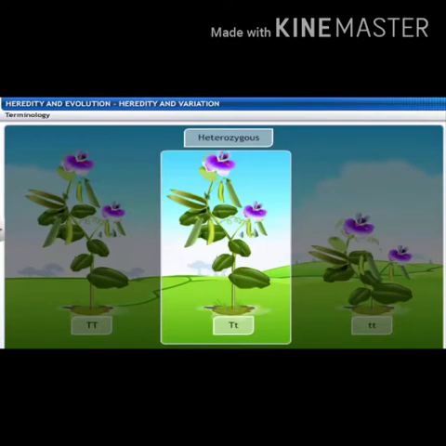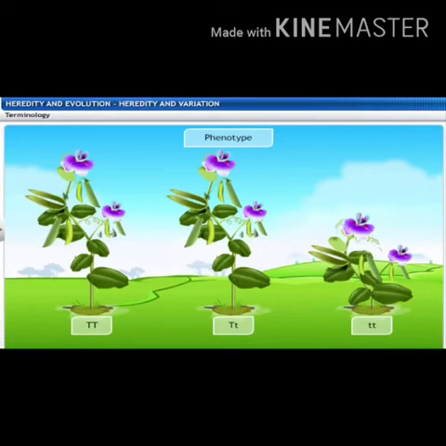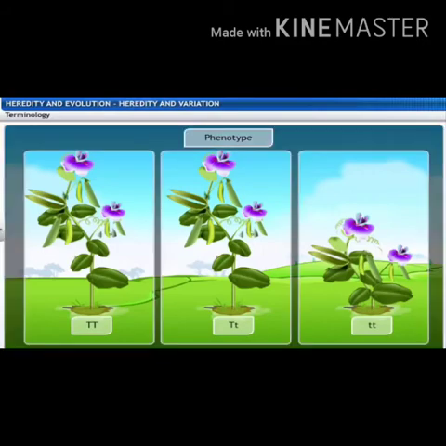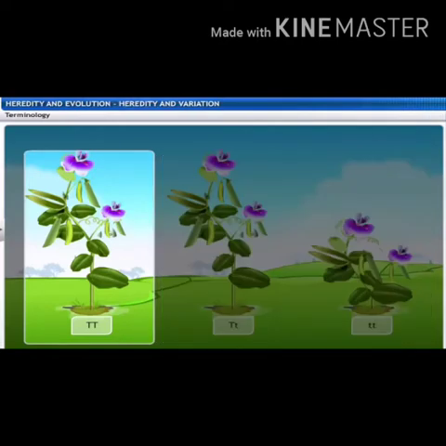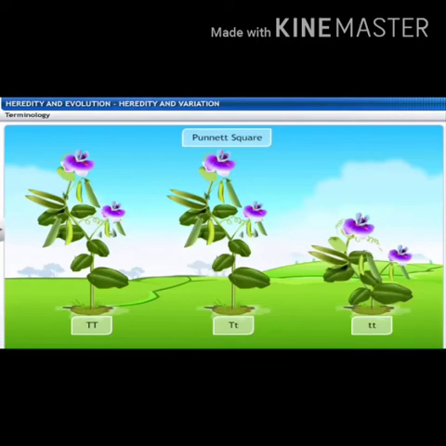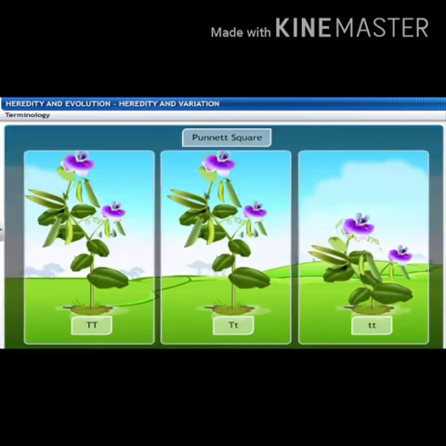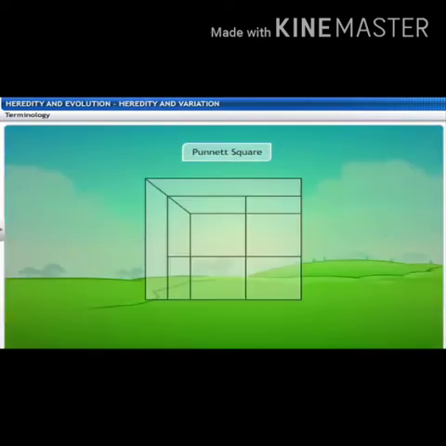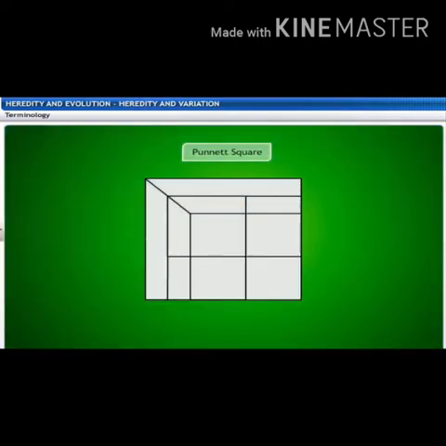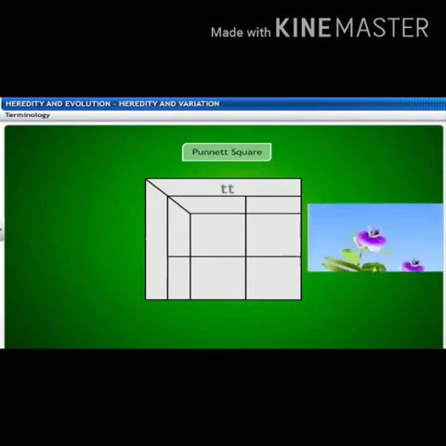What is heterozygous? An individual or a plant in which the two factors or genes or alleles controlling one character are dissimilar, meaning they are contrasting. That is your capital T and small t. Right? It is called heterozygous. In this video, uppercase T means capital T for the dominant, tall character, and lowercase t means small t for the dwarf or recessive character.